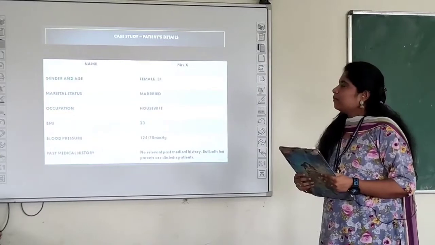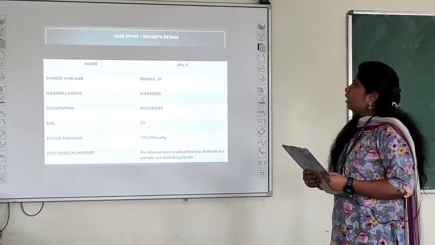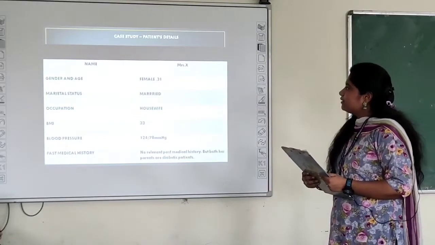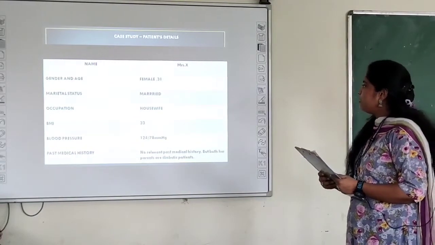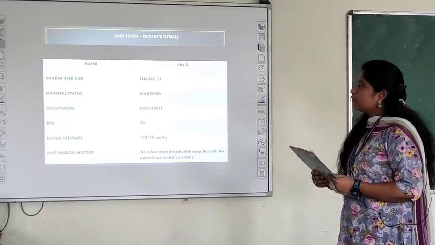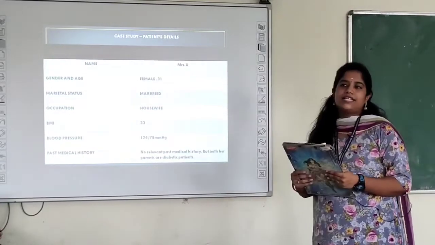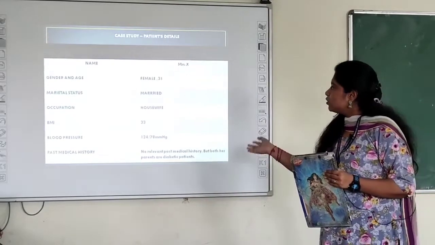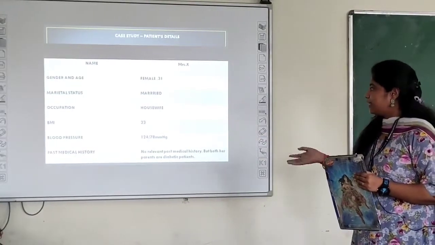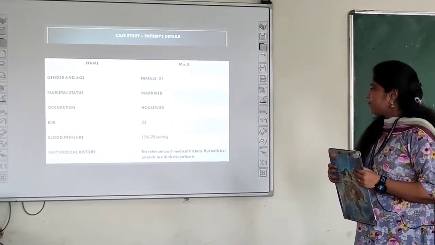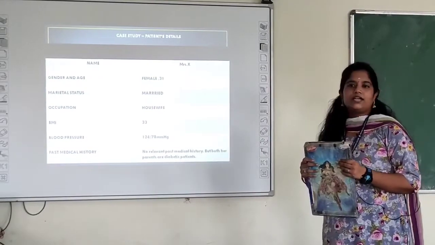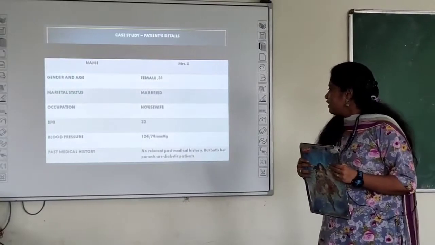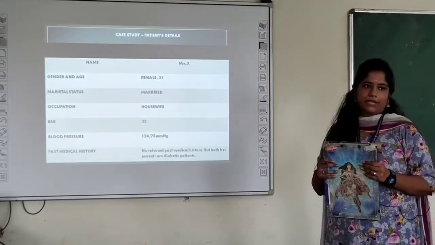So now we will move on to a patient who is suffering from gestational diabetes mellitus. Gender and age: female, 31, she is a married woman. BMI is 33. Here we have to note one thing: the BMI is about 30, and pressure is 124/78 mmHg. She was not a diabetic patient before her pregnancy, but one thing to note is that both her parents are diabetic patients.